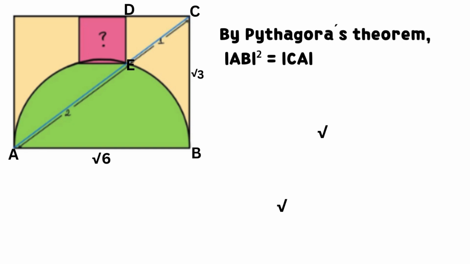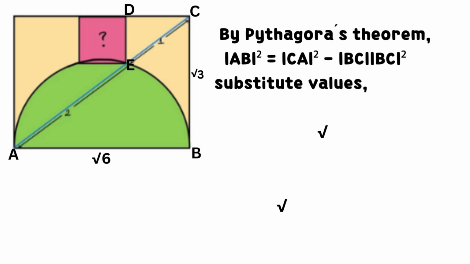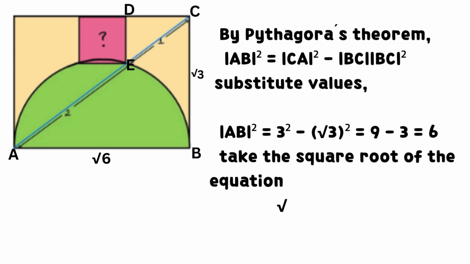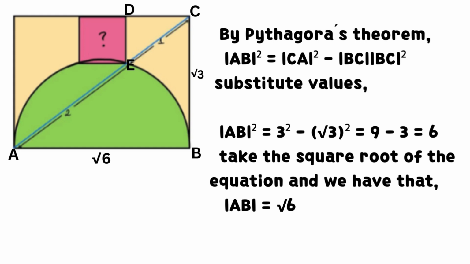By Pythagoras' theorem, the square of line AB equals the square of line CA minus the square of line BC. Substitute values. The square of line AB equals the square of 3 minus the square root of 3 squared, which equals 6 after simplification. Take the square root of the equation and we have that line AB equals the square root of 6.